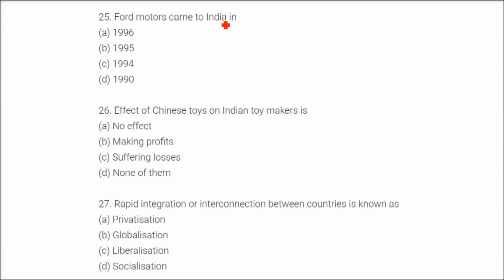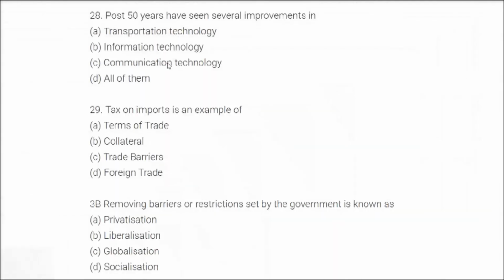Ford Motors came to India in which year? It's 1995. B. The effect of Chinese toys on Indian toy makers is that they are suffering losses. Rapid integration or interconnection between countries is known as globalization. The past 50 years have seen several improvements in what? It's transportation technology, information technology, communication technology, that is ICT, information and communication technology. So the answer is all of them.